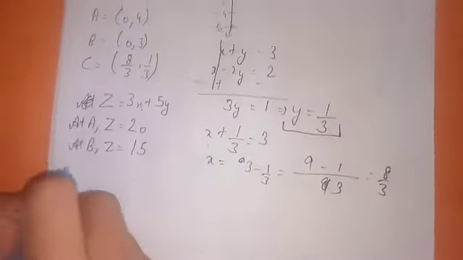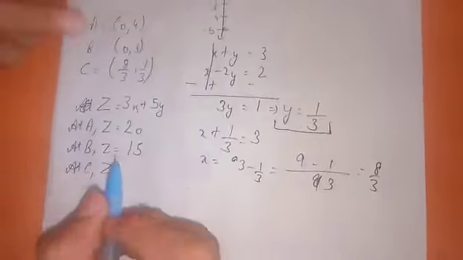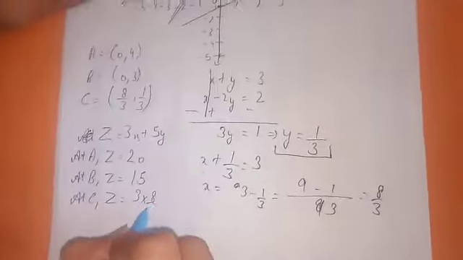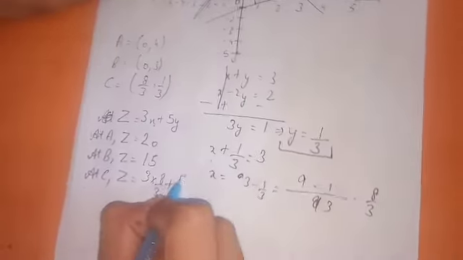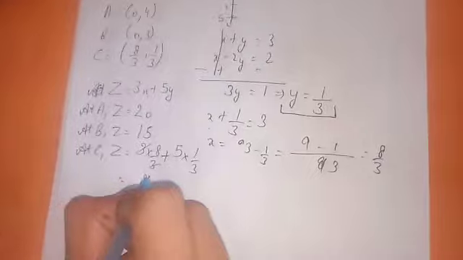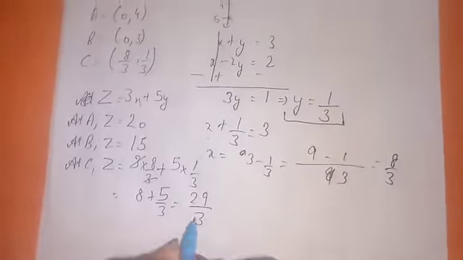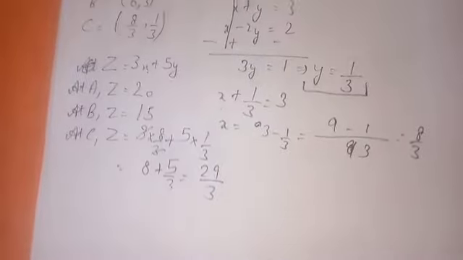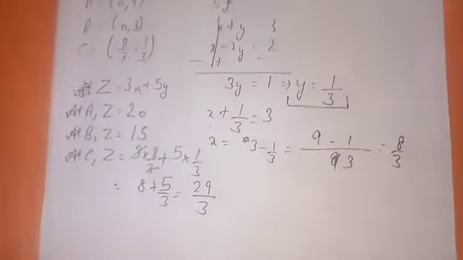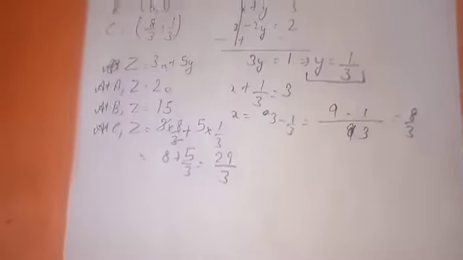Okay, and at C z will be what? 3 into 8 by 3 plus 5 into 1 by 3. So this will be 8 plus 5 by 3. So it becomes 29 by 3, and you can see that it is even less than 10. So from these three, where are we getting minimum value? Minimum value is here.